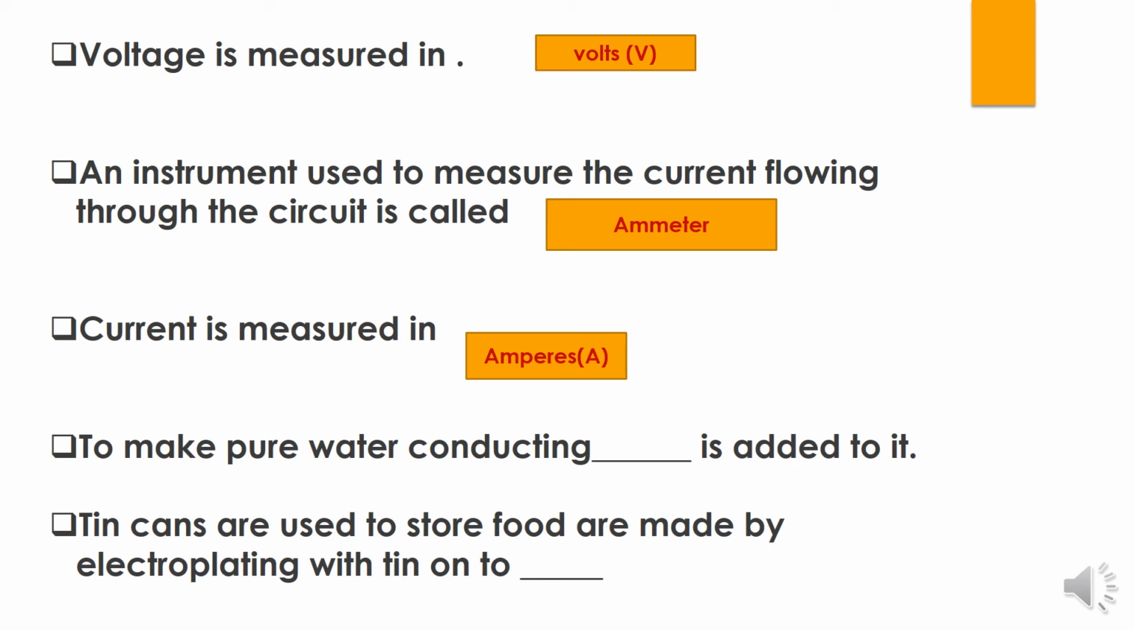To make pure water conducting, we all know that pure water is a poor conductor of electricity. Why? Because it lacks minerals. So if you want your pure water to conduct, you add a pinch of salt. Next, tin cans are used to store food, and they are electroplated with tin onto iron. So basically they are iron and they are electroplated with tin so that your food can be safe. I hope all are correct.